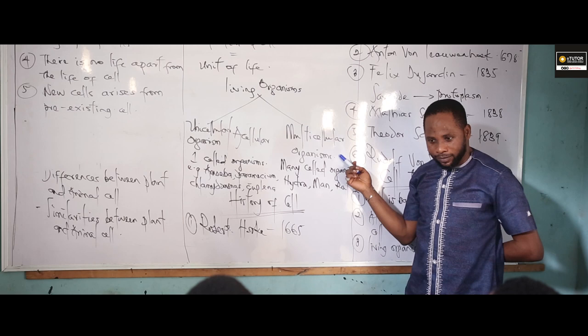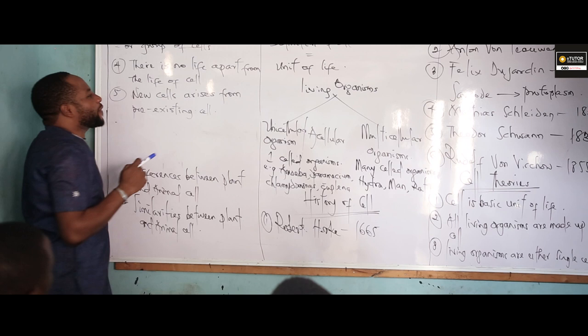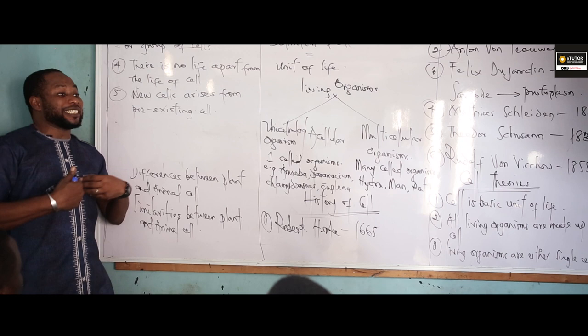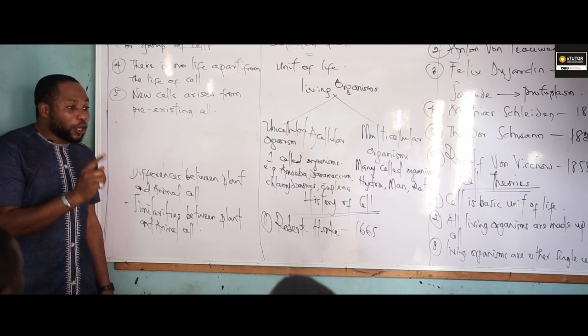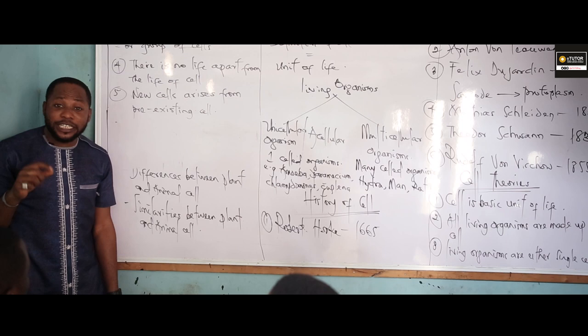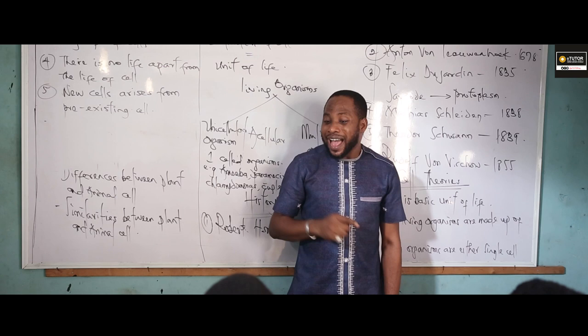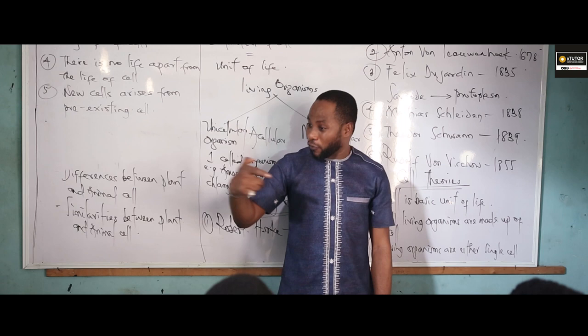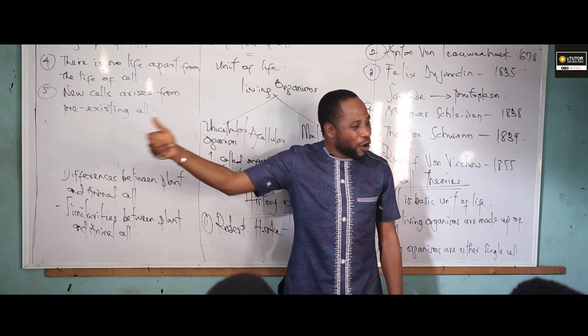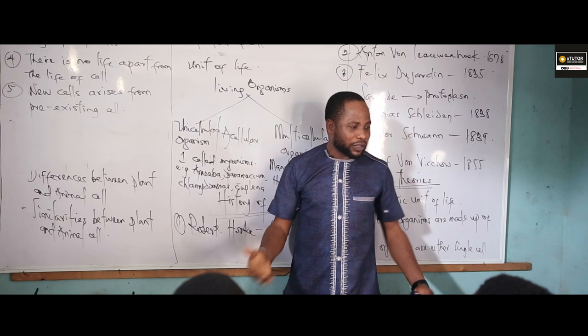Then the next one, there is no life apart from the life of cell. The life we are living is from the life that cells in the body live. You understand that? For instance, we are able to survive because of energy. Yes or no? Without energy, living organisms will not be able to carry out their day-to-day activities. Yes or no? And this energy we are making use of, or exhausting, is from mitochondria. Mitochondria is an organelle of the cell. Do you understand that? So meaning that there is no life apart from the life of cell. Are you getting me now?